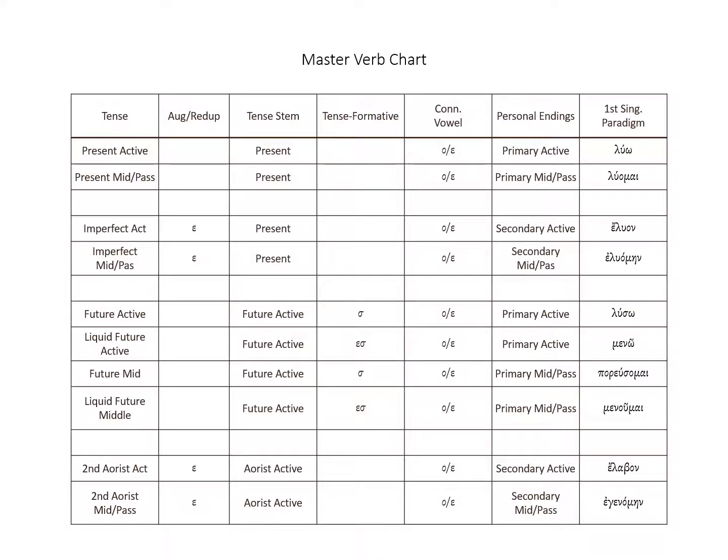Our master verb chart, this will continue to surface for us as a helpful guide, and especially remembering what stems get an augment. You can see here, yes, these past time stems, the imperfect and the aorist. And we can remember as well our tense formatives. We don't have any here in the second aorist, but we will with the first aorist in a few moments. And notice secondary, secondary, secondary, secondary. There will always be correspondence between secondary and those that have an augment.